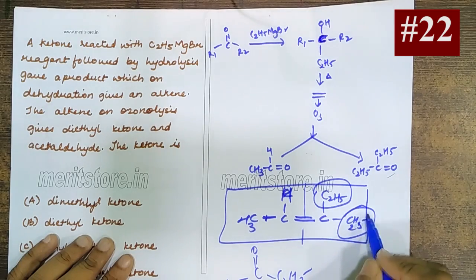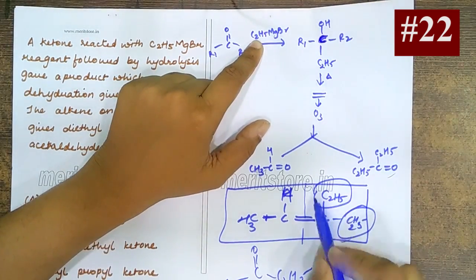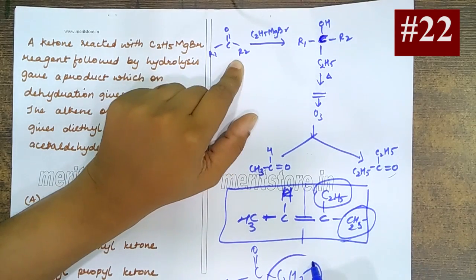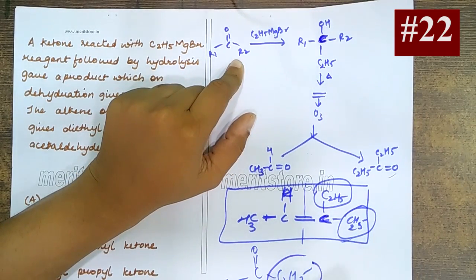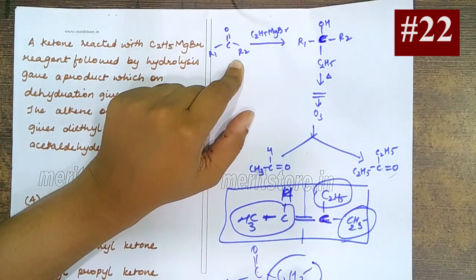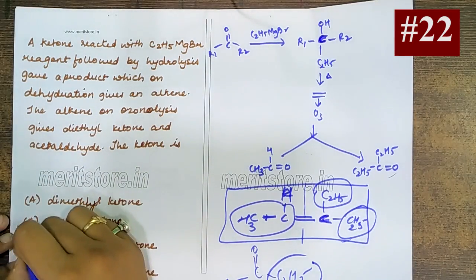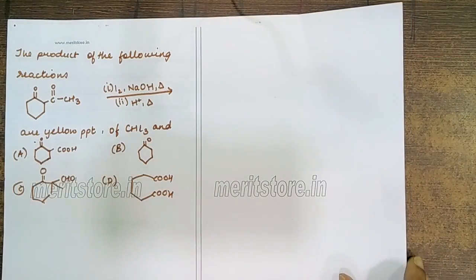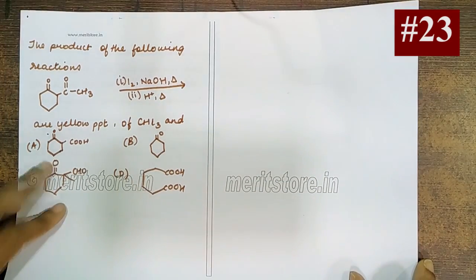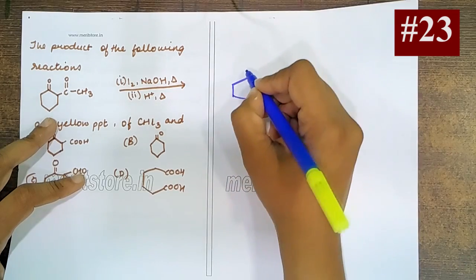So again, I'm repeating, one C2H5 is coming from the Grignard reagent. One C2H5 has to be there as a group. This is a carbon which is, let's say, bearing a carbonyl group. So apart from that we have two groups, so there should be C2H5 also. So it should be diethyl ketone. So option B.